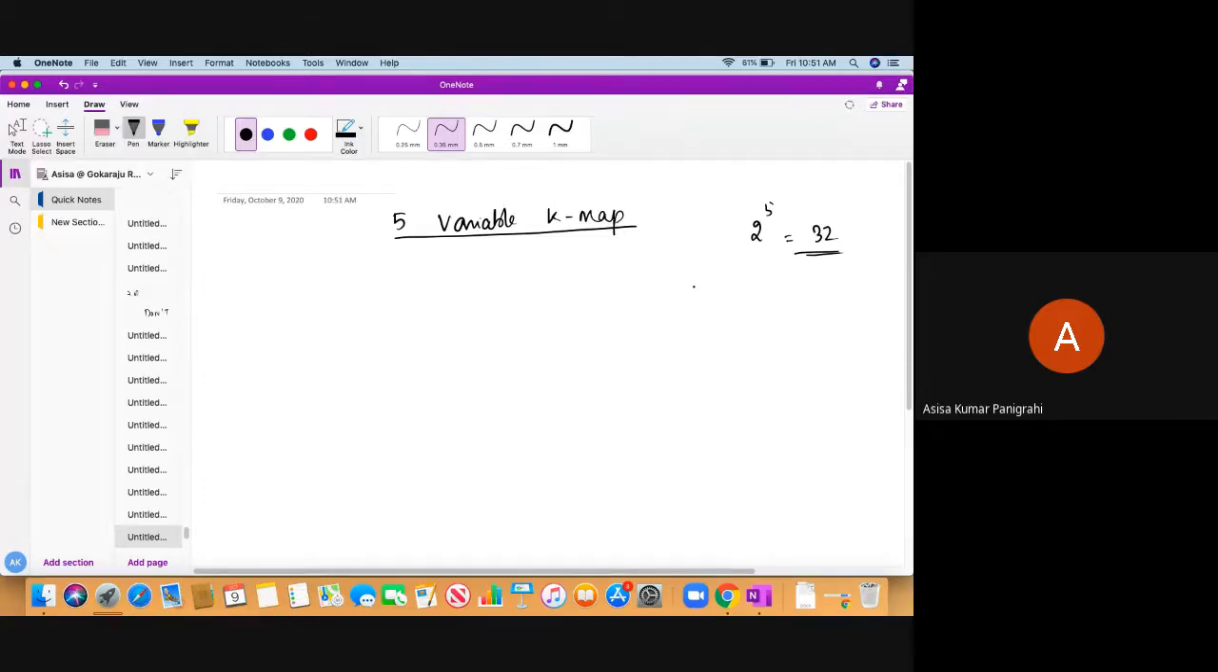You see here, if there are 5 variables, let's say I am taking A, B, C, D and E. So these are my 5 variables, let's say. Please try to understand. And this is my MSB variable, and this is my LSB variable.